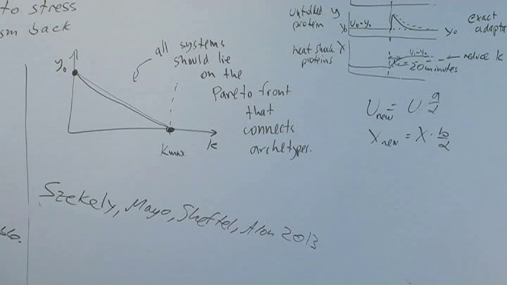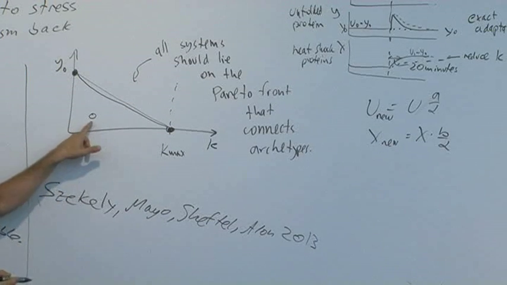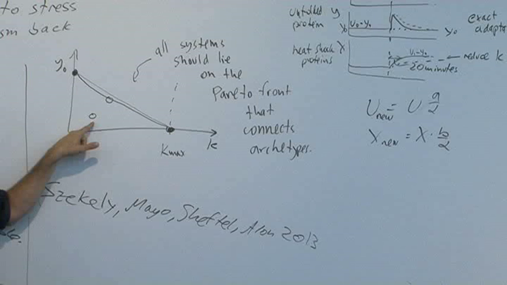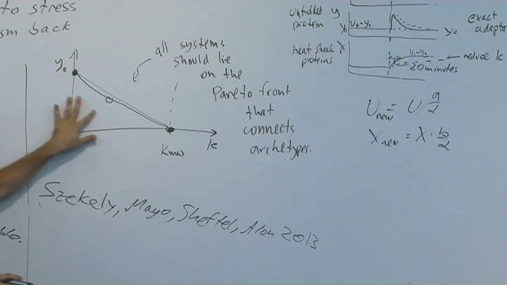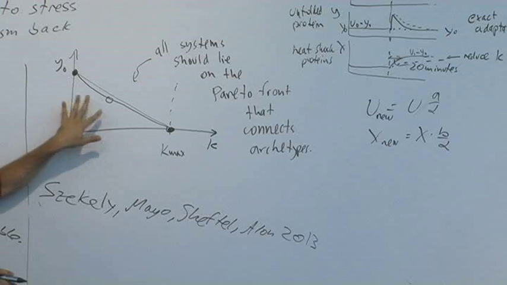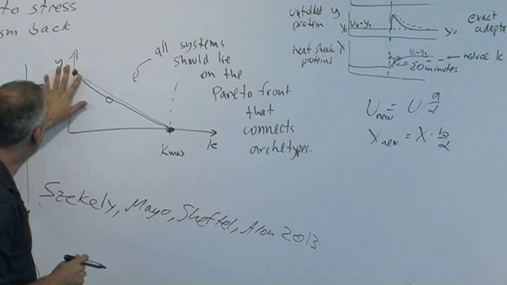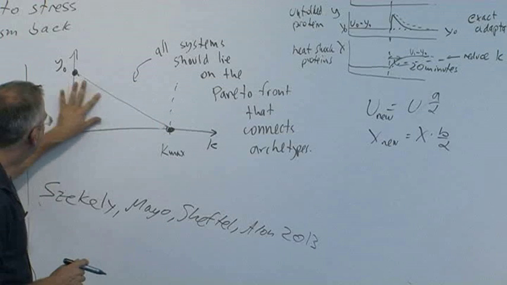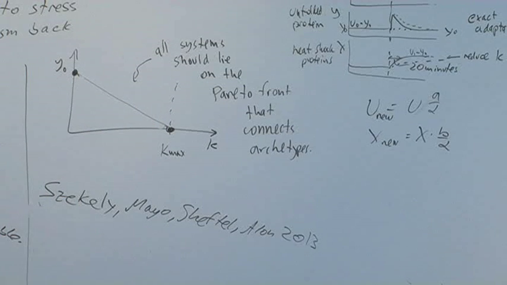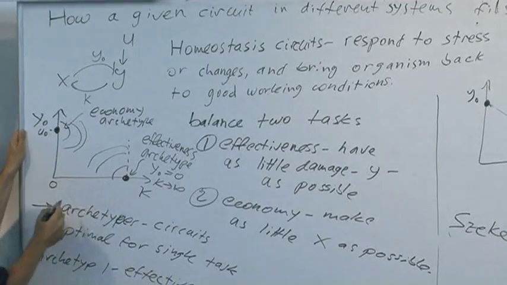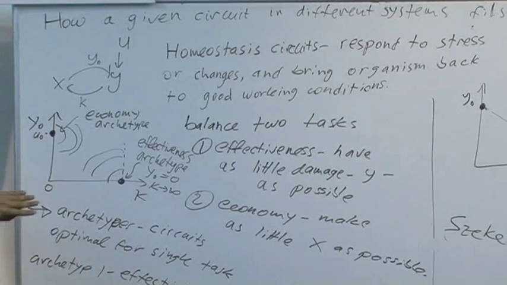And the point is that if you have a circuit here with a different K and Y0, there's a circuit here that's better at both economy and effectiveness. And therefore, you can erase this point. That's what's the Pareto front. Right, so what the shape of the Pareto front is, if it's exactly a line or a slightly curved line, depends on the performance function. So this is the economy archetype, and here are contours of economy, and here are contours of effectiveness. And the Pareto front is basically the points where these contours are tangent.